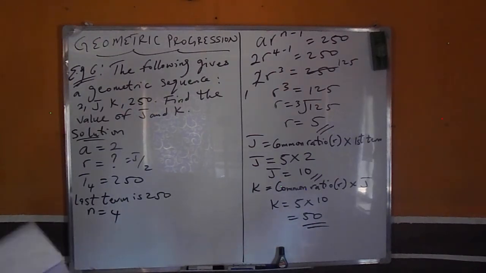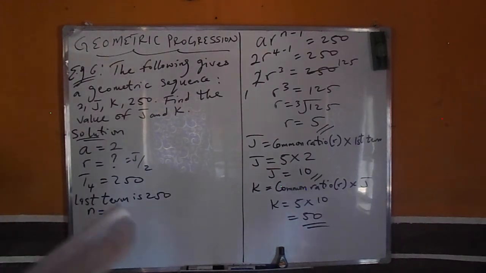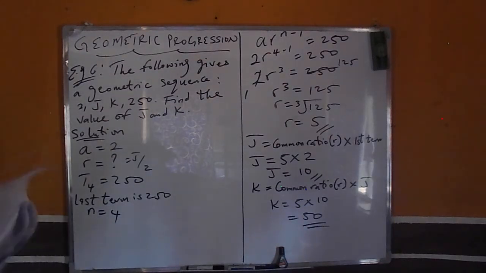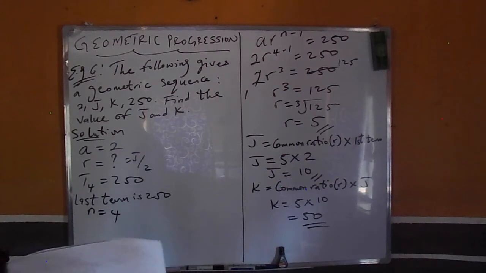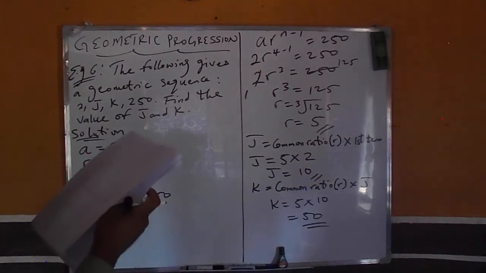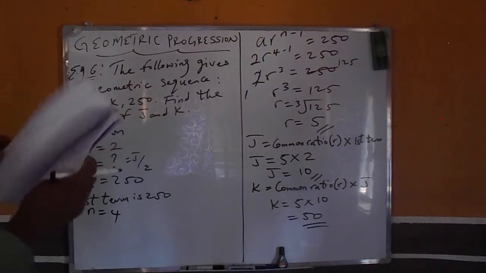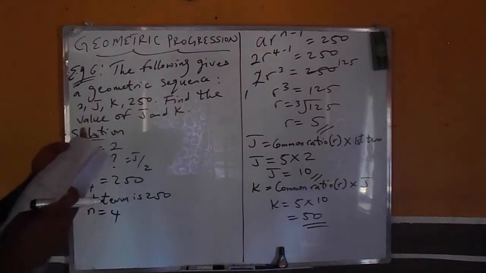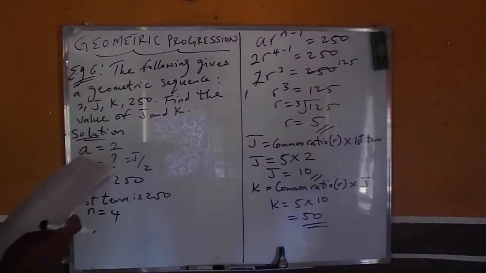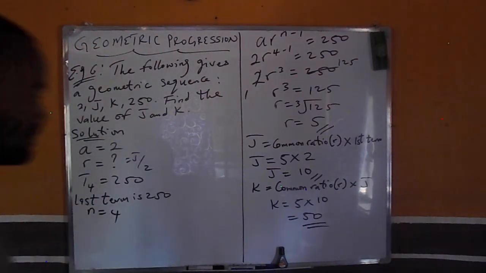We can now move on to our sum of GP. We have gotten the answer we are looking for there. If there is anything they ask us to find again, there is nothing. We are only to find the value of j and k, which we have done. Now we have the value of j, we have the value of k. So we can move on.